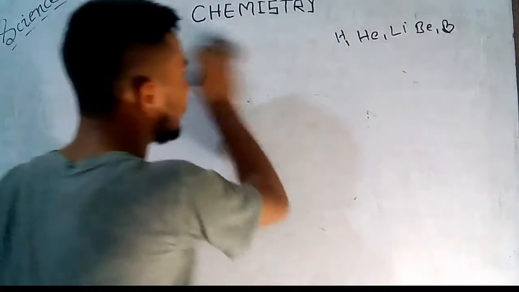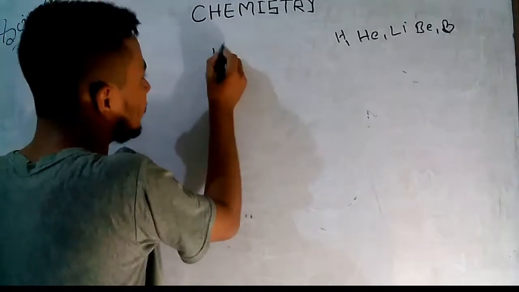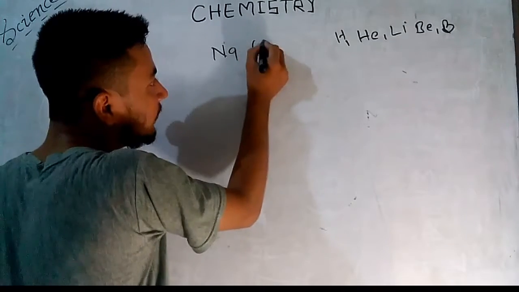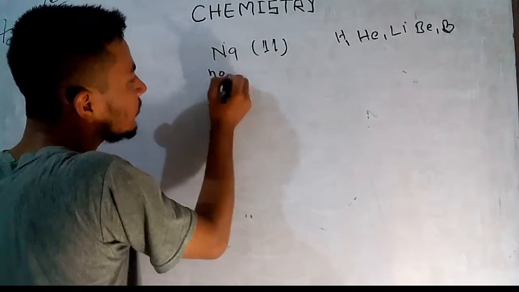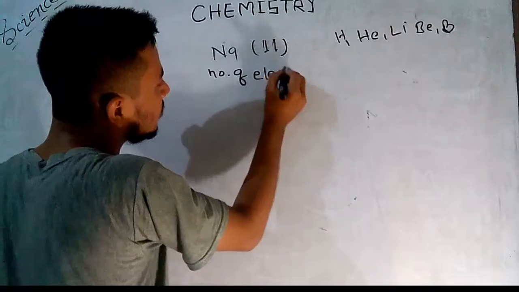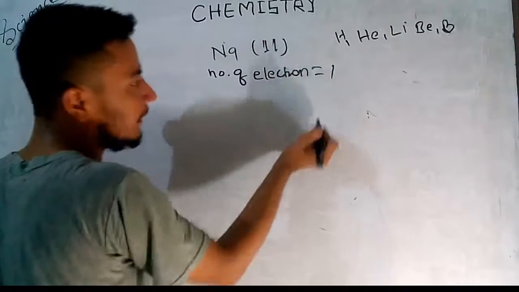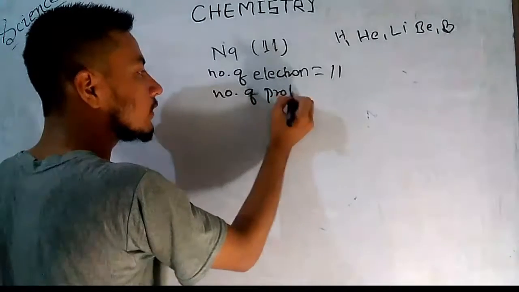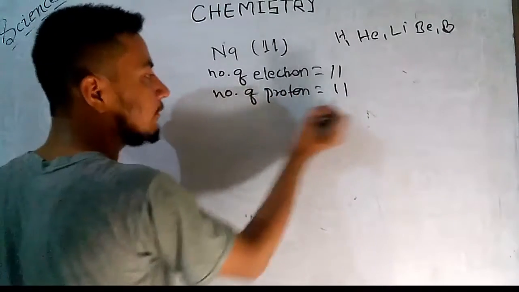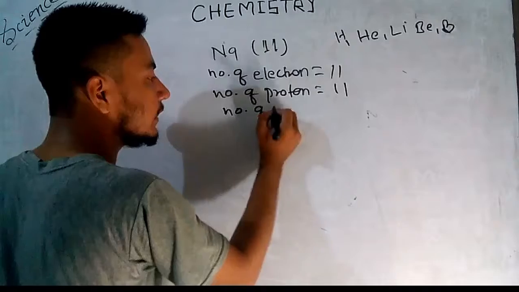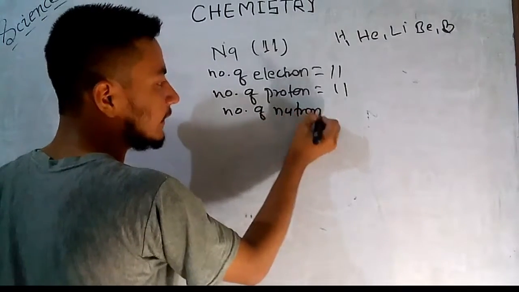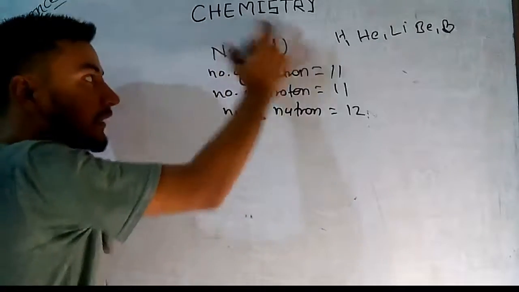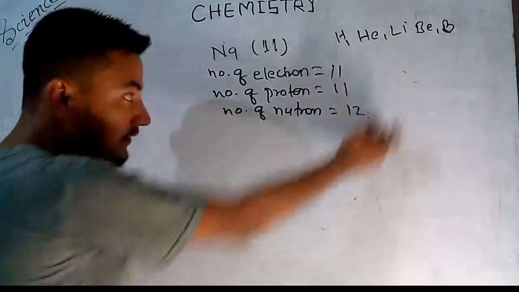So the structure of sodium. The atomic number is 11. So the number of electrons is also 11, and the number of protons equals 11, and the number of neutrons, if you see from the chart, is 12. So we have to draw the atomic structure of sodium by using this data.